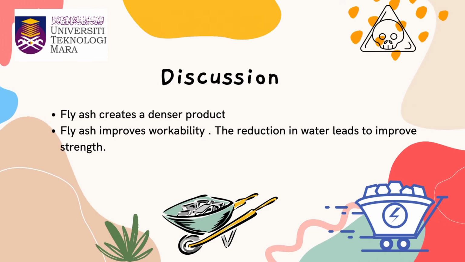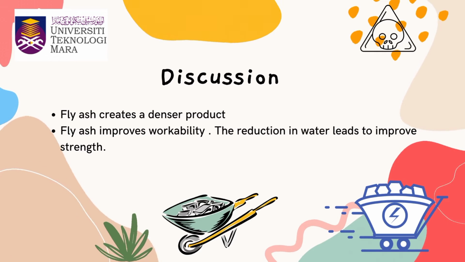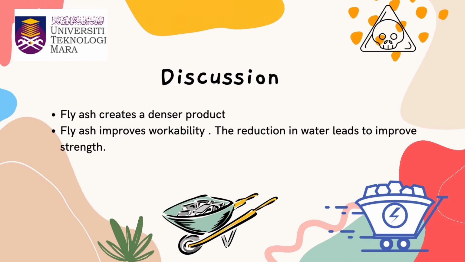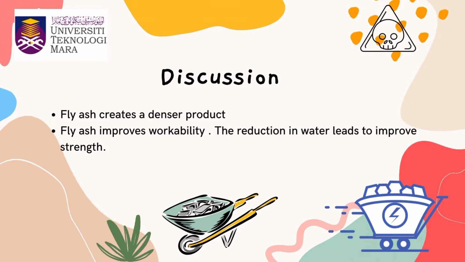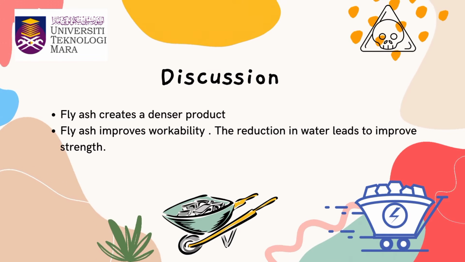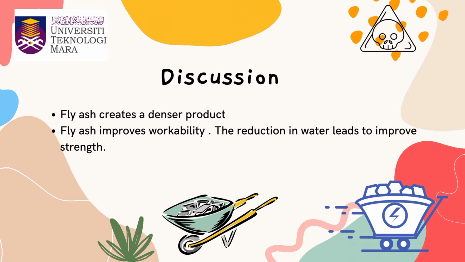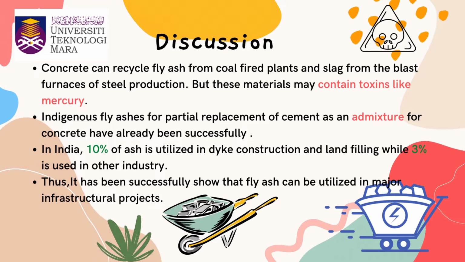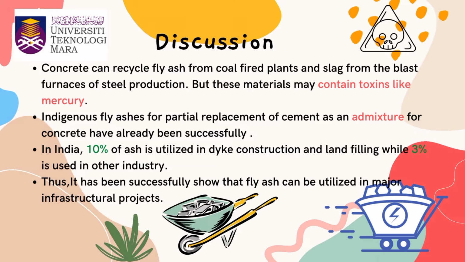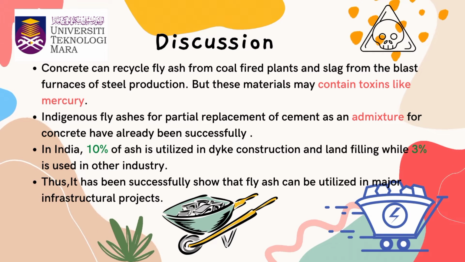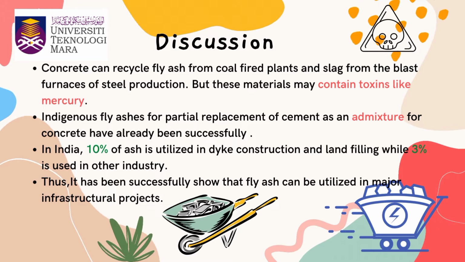Fly ash creates a denser product because the size of the pores is reduced. This increases strength and reduces permeability. Fly ash improves workability and produces the same workability with less water. The reduction in water leads to improved strength because fly ash contains larger or less reactive particles than Portland cement. Concrete can recycle fly ash from coal-fired plants and slag from the blast furnaces of steel production, but this material may contain toxins like mercury. The toxin should not be directly exposed to occupants.